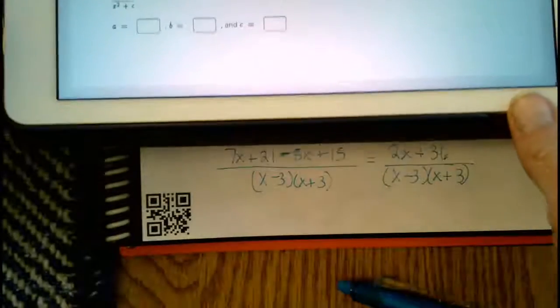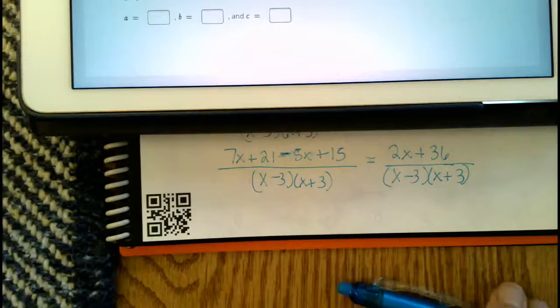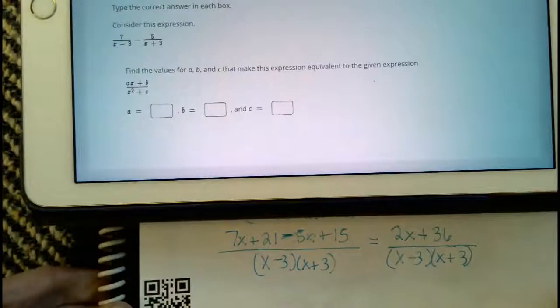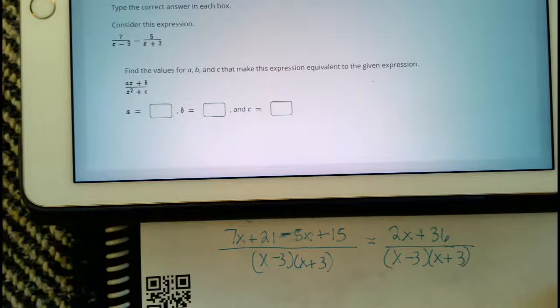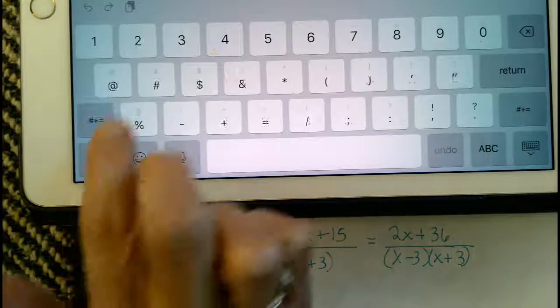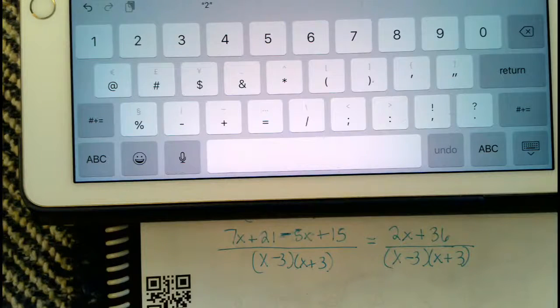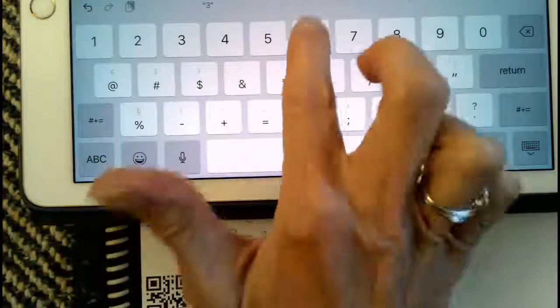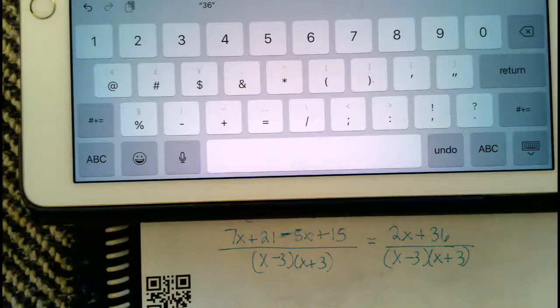All right, so on Edmentum here, I forgot that it has to be in the same format, so you can't see it yet. But the numerator, the top of it, is okay because the number in front of the x is a 2. And then it's the b, it's plus 36. But it's our c value.